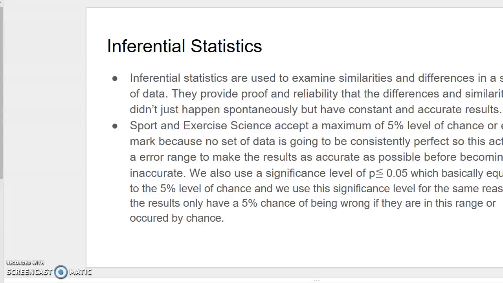Sport and exercise science accept a maximum of 5% level of chance mark because no set of data is going to be consistently fit. So this acts as an error range to make sure the results are as accurate as possible before becoming inaccurate. We also use a significant level of P is less than or equal to 0.05, which basically equals the 5% level of chance. And we use a significant level for the same reason. The results only have a 5% chance of being wrong if they are in this range or occur by chance.